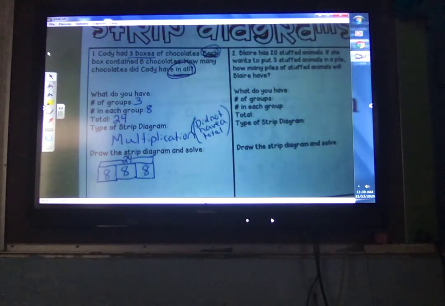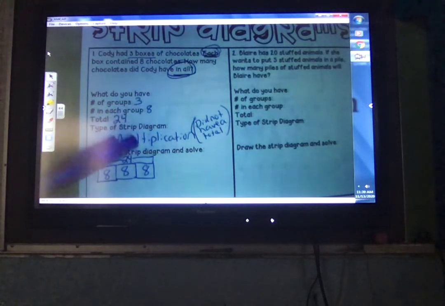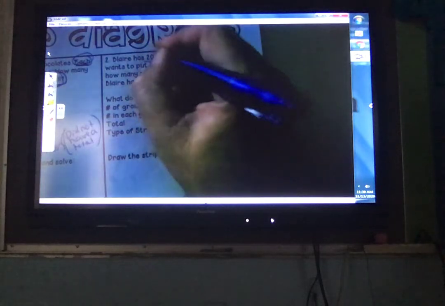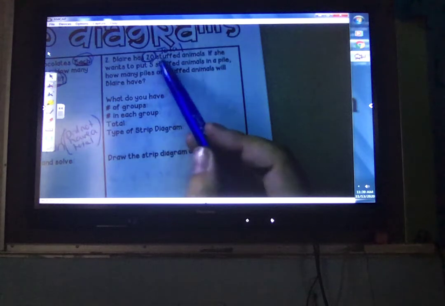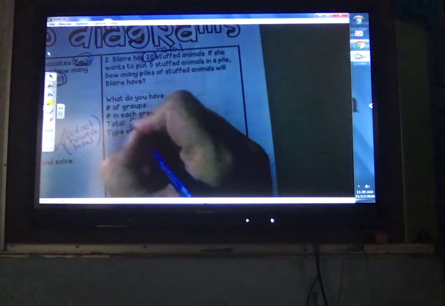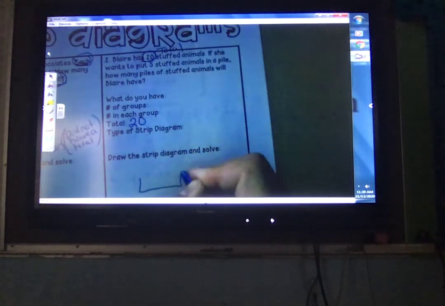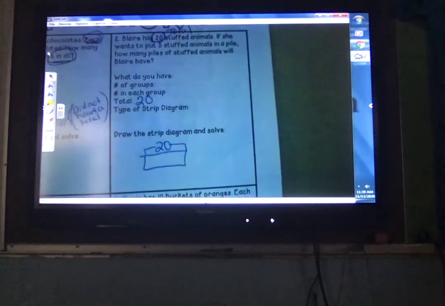Look at the difference between number 1 needing a total. It says how many in all. I didn't know what he had in all. And now look at Blair on number 2. Look at that first sentence. Blair has 20. That's your total, right? Total up there beside the word 20. That's your total. Now you already know the total is 20. You already have 20 for your big number. You know your entire strip diagram has got to equal 20 because that's your total. Go ahead and do that.